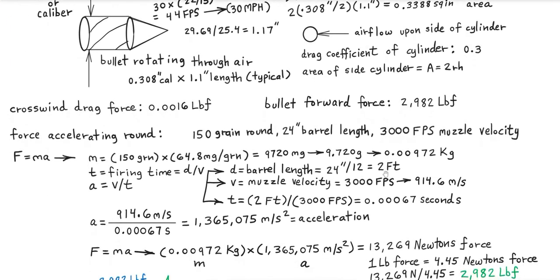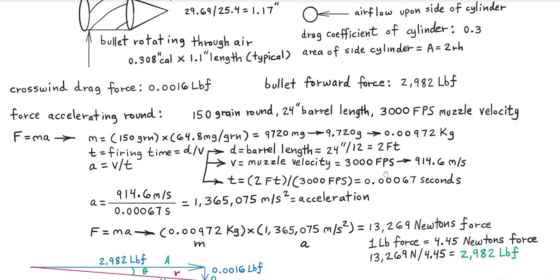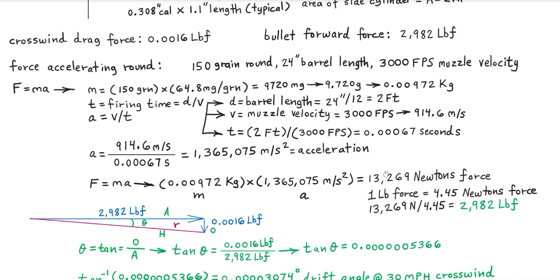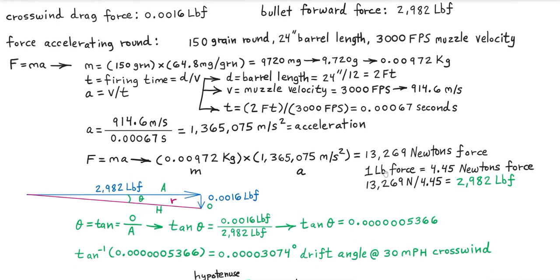Next thing we need to know is to calculate the force accelerating the round that will be designated as the bullet forward force. We know the crosswind drag force. So we use Newton's second law of motion. Force is equal to mass times acceleration. So we take the 150 grain round from the 30.6 bullet mass, multiply it times 64.8 milligrams per grain. We calculate 9720 milligrams. We convert this into grams, and then we convert this into kilograms.